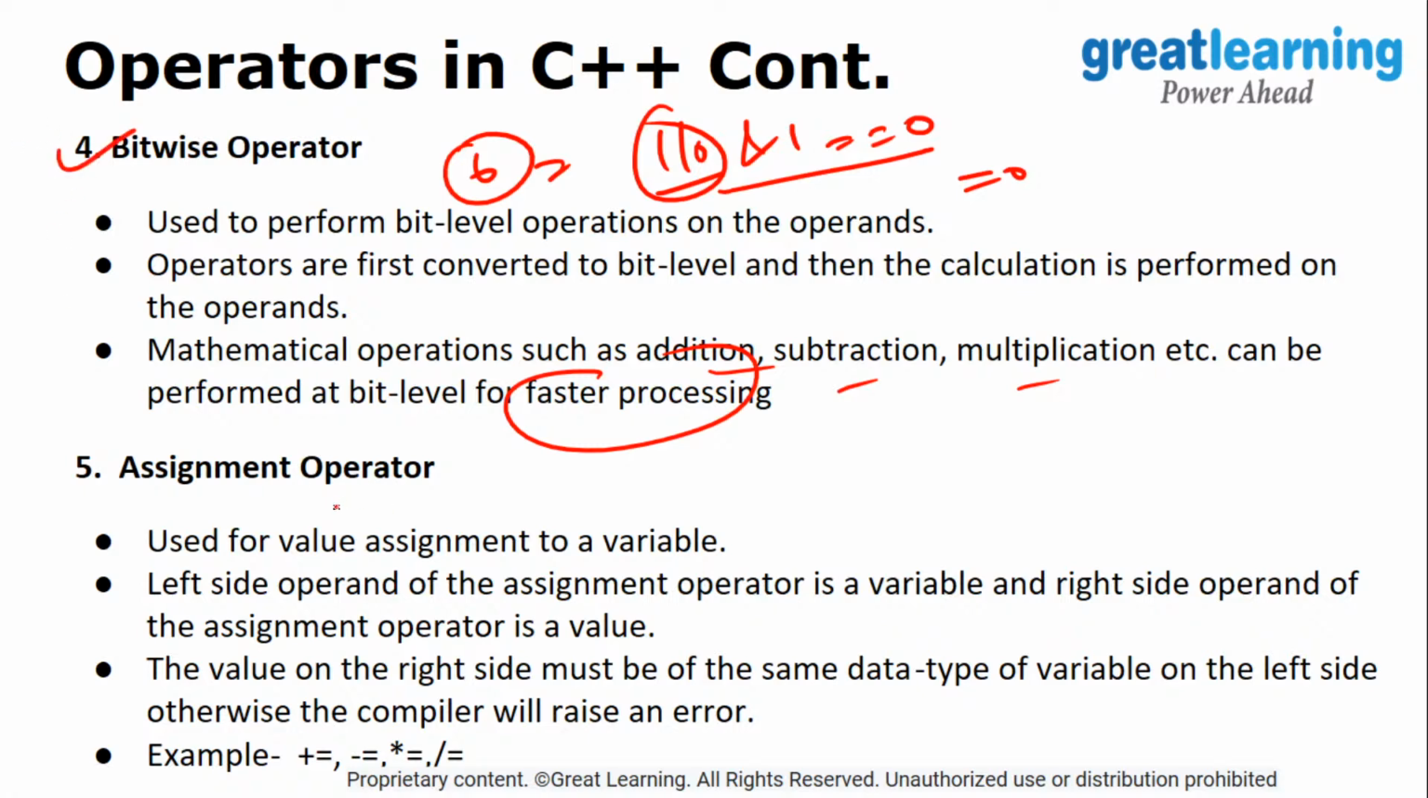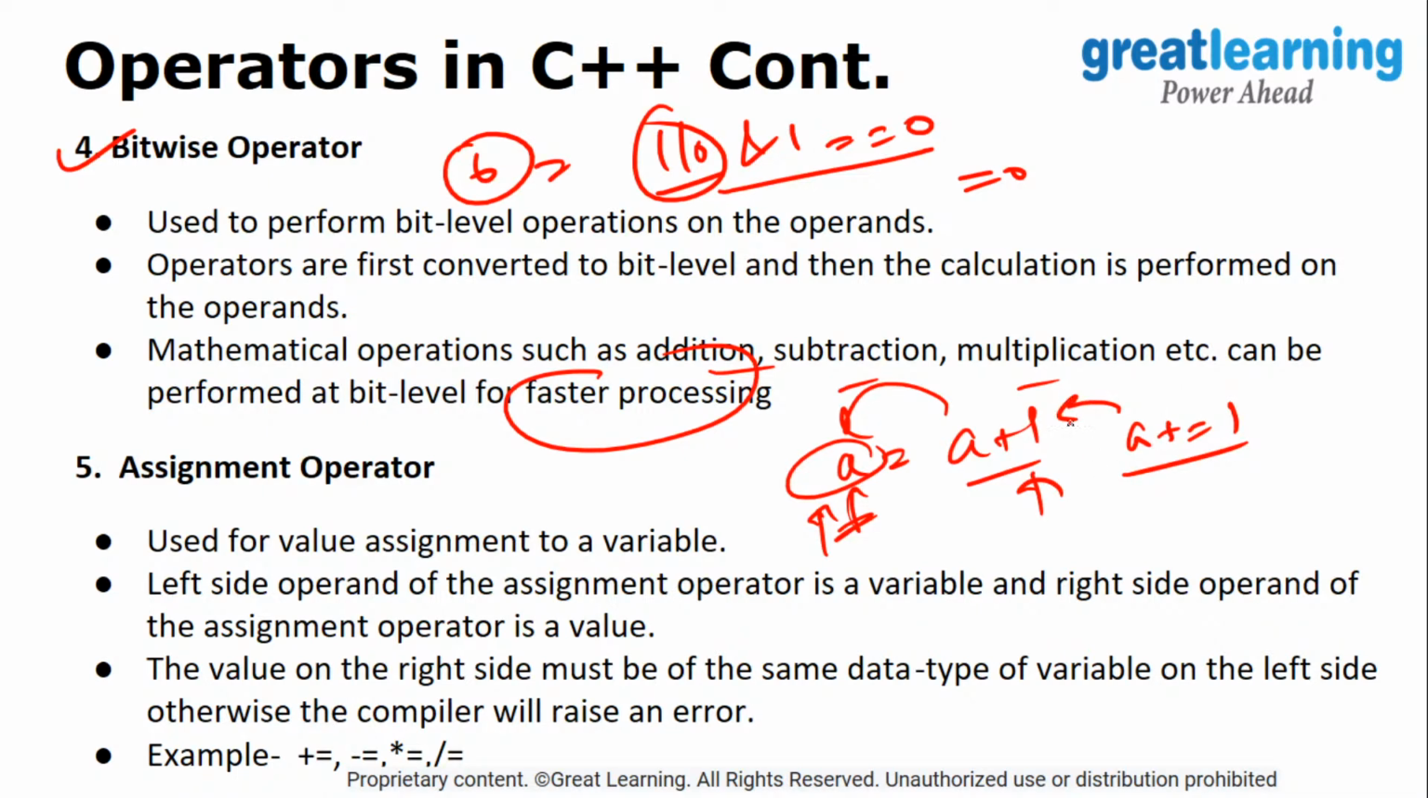But what about assignment operators? Basically an assignment operator is used when we are trying to assign something, right? Suppose this is A and you're assigning A plus 1. So you're assigning this value to the operand on the left hand side, and the operand that is assigned is on the right hand side. So these are your assignment operators. This can be written as A plus equal to 1, which is the same as A equal to A plus 1. So these are all shortcuts.